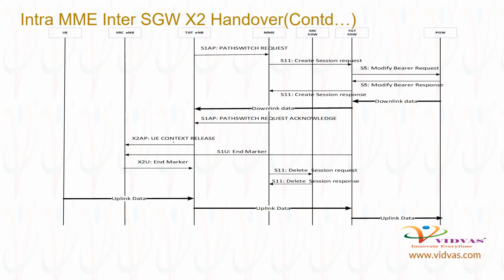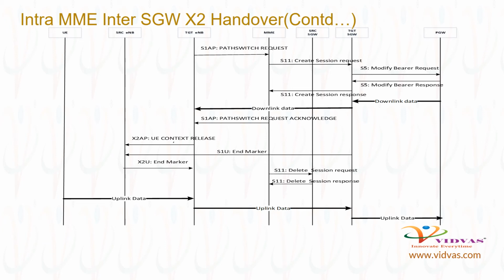Target ENB sends X2 AP UE context release to source ENB, to release UE context at source ENB. Target SGW sends S1 U end marker to source ENB. This is to inform source ENB that handover is complete, and source ENB does not need to forward data to target ENB anymore. Source ENB sends X2 U end marker to target ENB, to inform target ENB that target ENB can discard any packet that it may receive from source ENB on X2U interface.